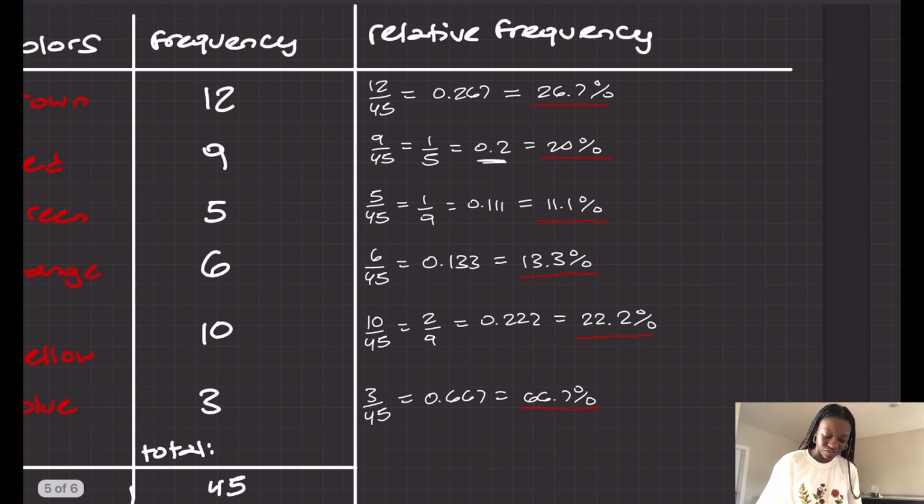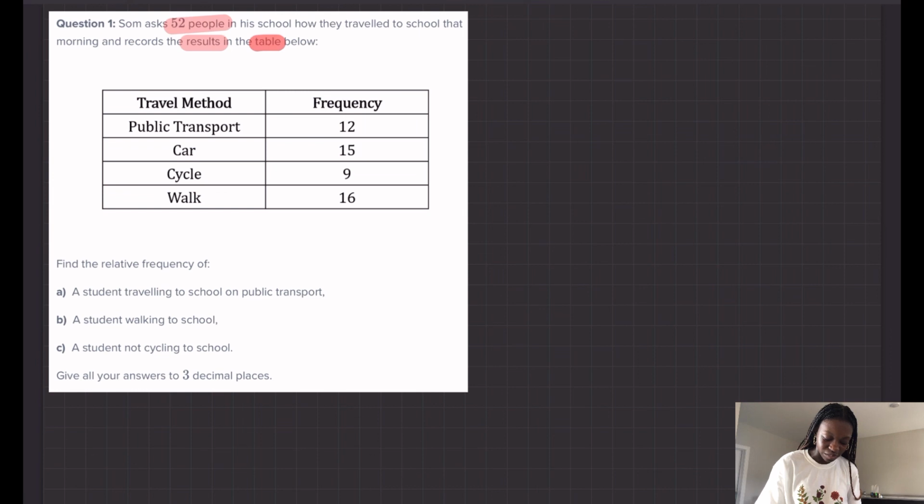Soam asks 52 people in his school how they traveled to school that morning, and records the results in the table below. So we have our travel methods, and they already gave us the frequency, which is really nice. We don't have to do as much work as we did with the second problem, but it's always nice to get a little practice. So we have public transport for 12, car, 15 people took a car, 9 people rode a bicycle, and 16 people walked.